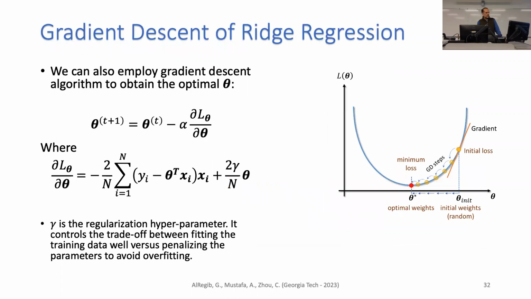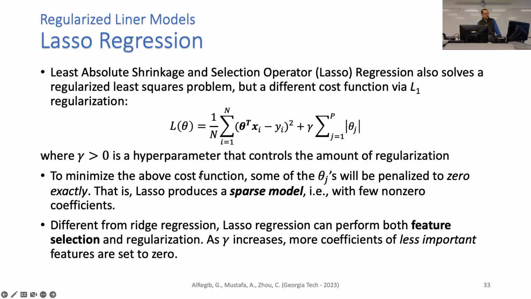So this is the same thing for gradient descent. We are just adding this term in here, and the derivative with respect to theta. So we'll have gamma theta over n, and basically this becomes part of your gradient descent update.